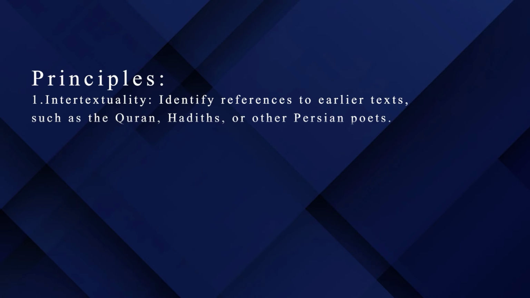So what are the principles? Intertextuality. Identify references to earlier texts such as the Quran, the Hadiths, or other Persian poets. Where does the Quranic verse appear? What is surrounding it? What is the context for that verse? That is going to bring to light some valuable information when trying to decode the poetic verse.